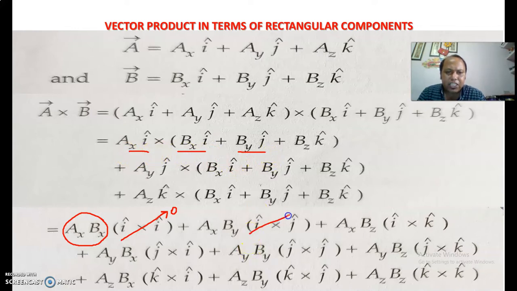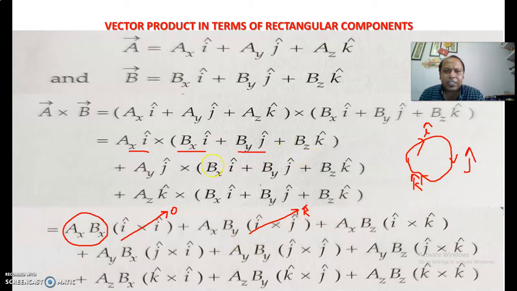Now i cap cross j cap will be given by k cap. If you remember the cyclic process, suppose you consider a cycle here. In this cycle, if we take the clockwise direction, then from i cap to j cap and k cap. Sorry for that, the circle is not exactly looking like a circle, but we have taken a cyclic curve where the direction is traversed in the clockwise direction. So you can see here i cap cross j cap will be equal to plus k cap.